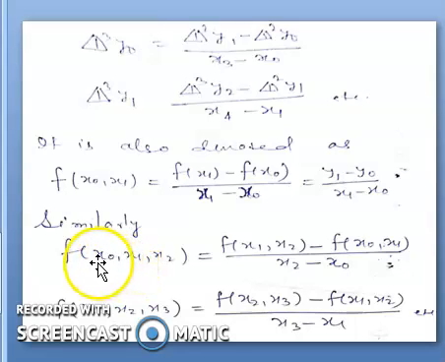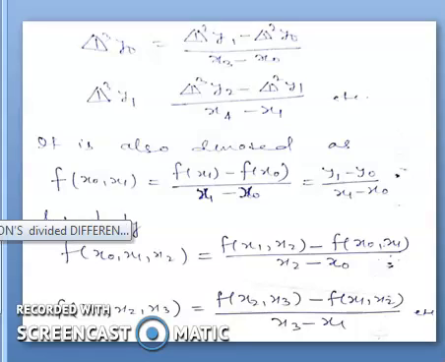Similarly, for the second order, f of x0, x1, x2 can be defined as (f of x1, x2 minus f of x0, x1) divided by (x2 minus x0), and f of x1, x2, x3 can be written as (f of x2, x3 minus f of x1, x2) divided by (x3 minus x1), etc. So this is the process to define the divided difference result.